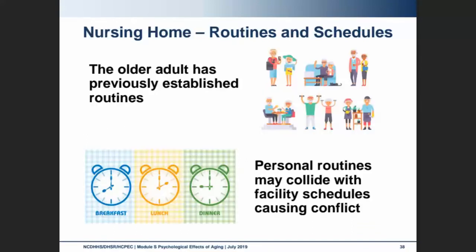In the nursing home, you've got fixed routines and schedules: meal times, medications, wait times, and bedtimes. The older adult's life is built on previously established social roles and personal routines. So those personal routines and schedules that we had may collide with the institutional schedules, causing conflicts.